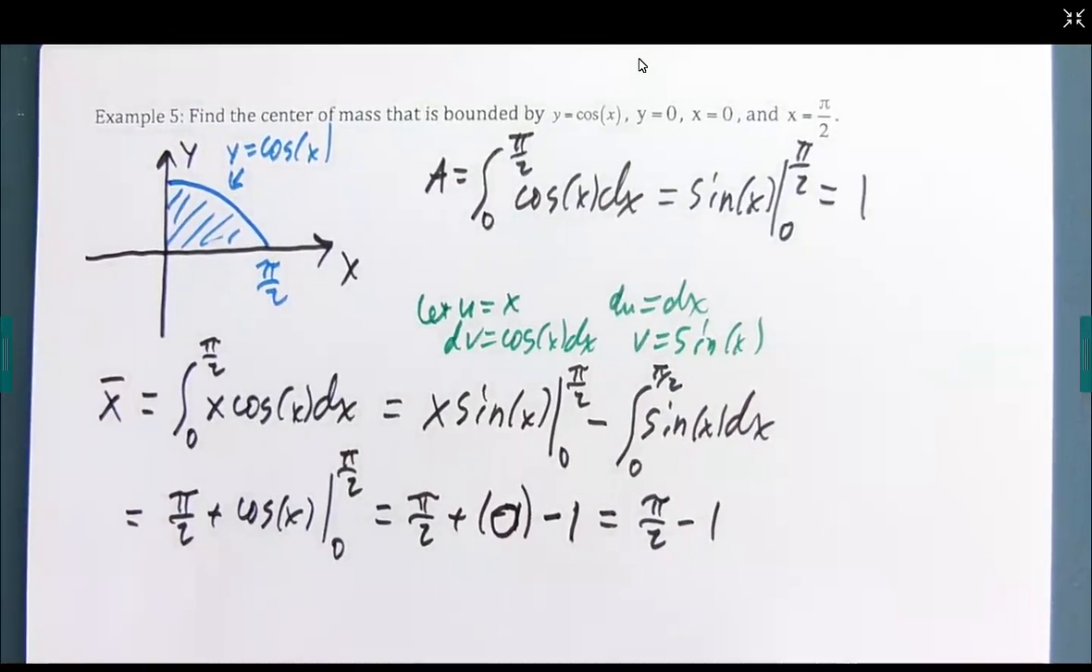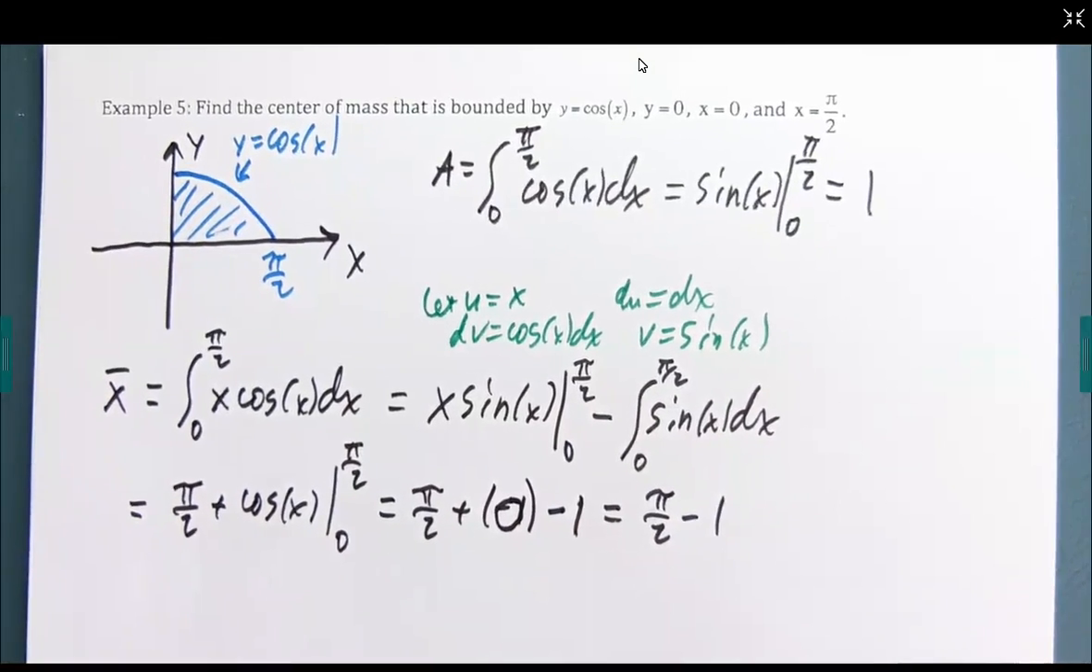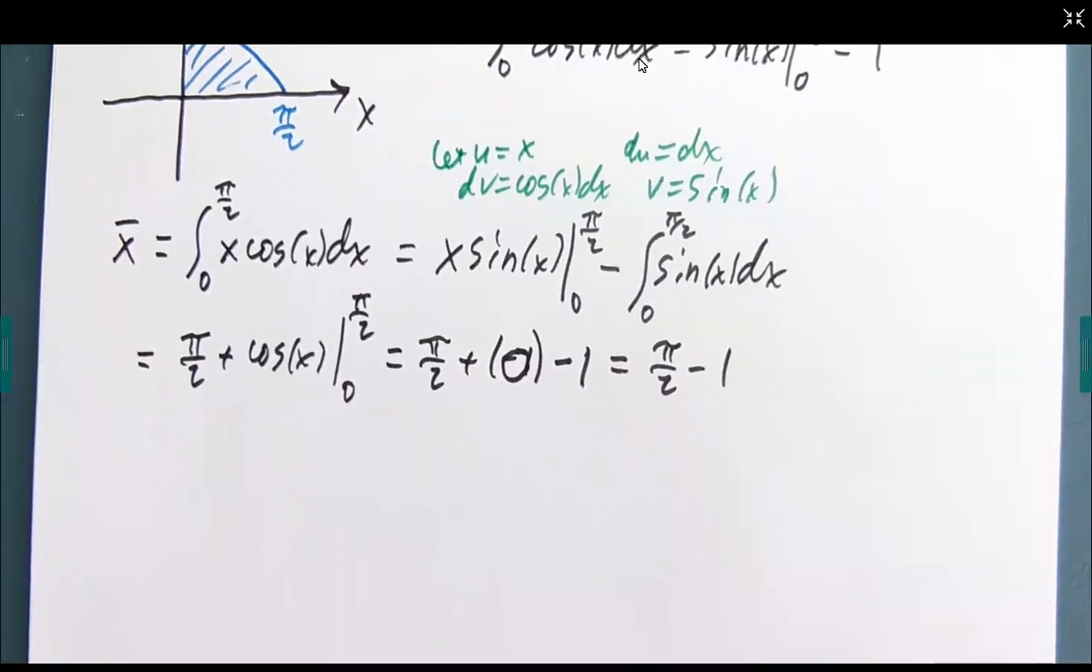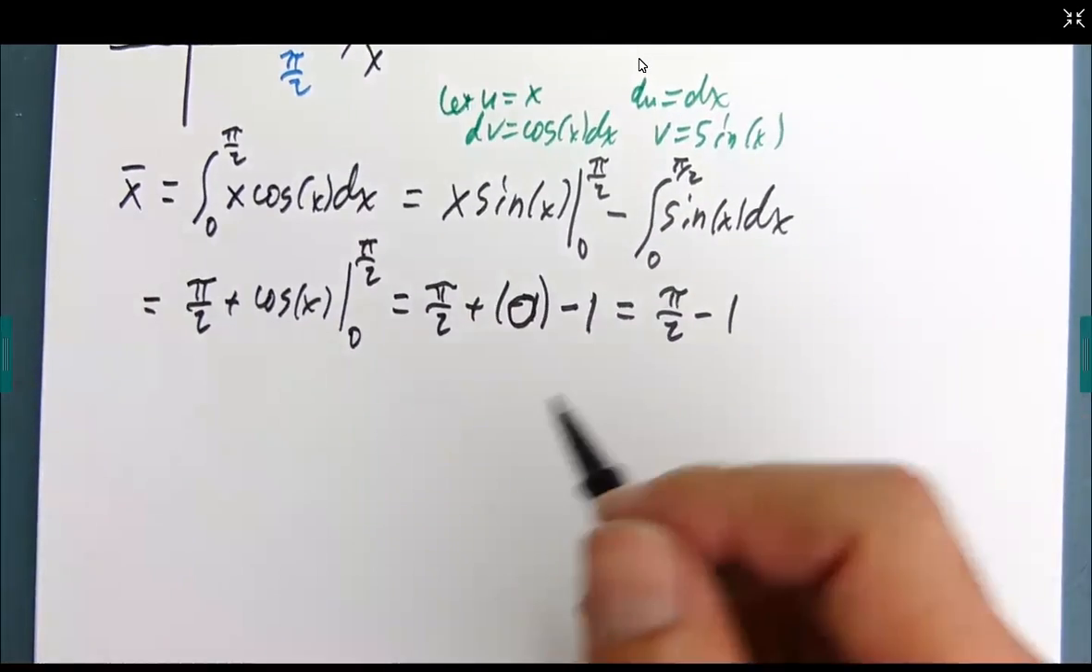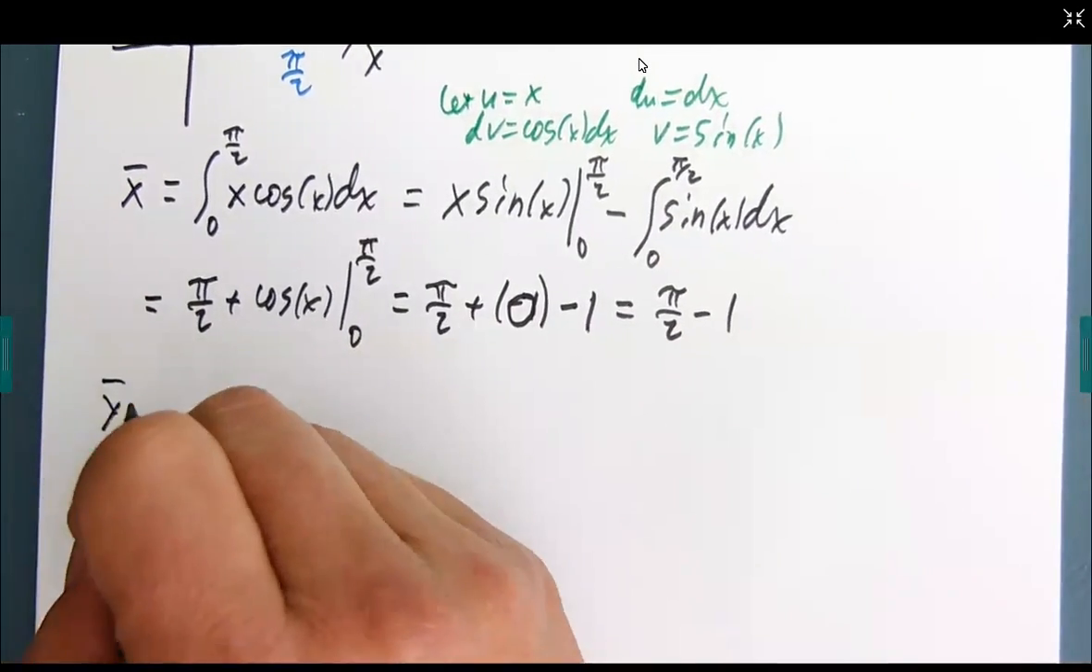That's my x coordinate. I'm going to leave it in that form for now. I don't want to break out the decimals. We could, but I'm not going to. So that's my x coordinate. Let's do our y coordinate now.